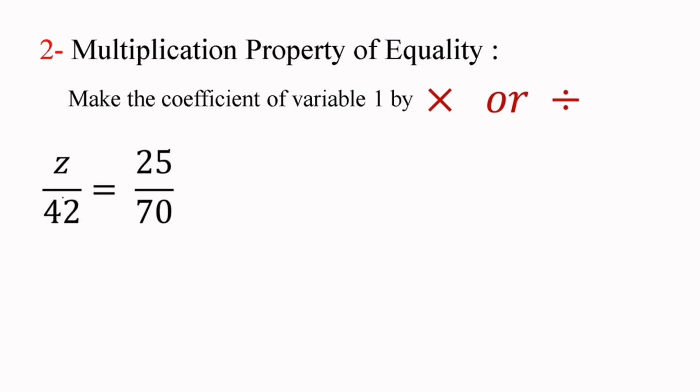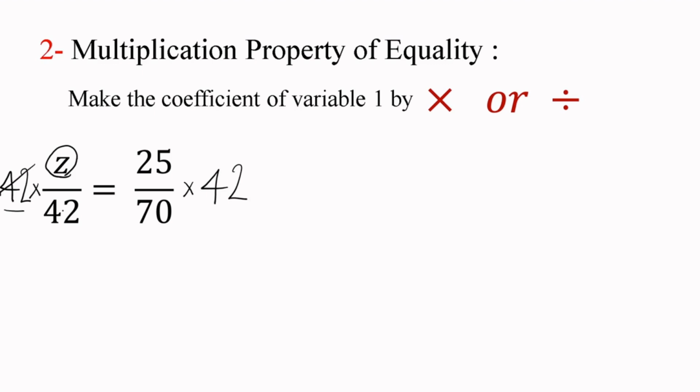Here I have x over 42 is equal to 25 over 70, right? I must make the coefficient of my variable, which is x, 1. How am I supposed to do that? I want to remove this over 42. It's really easy. I must multiply it by 42. Okay, am I allowed to multiply only one side? No, every operation that I do with one side, I must do exactly the same with the second side. It is exactly like solving first degree equations.